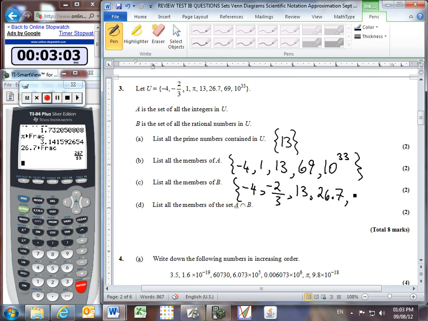69 can obviously be expressed as a fraction, 69 over 1, and 10 to the power of 33. If I wrote it in standard notation with 33 zeros, I can just write that big old number all over 1. So yes, it can be expressed as a fraction.